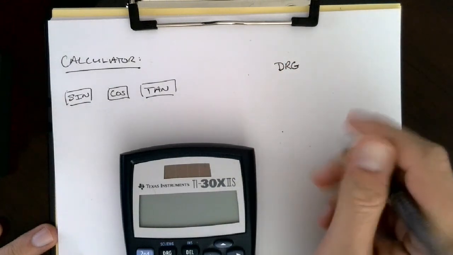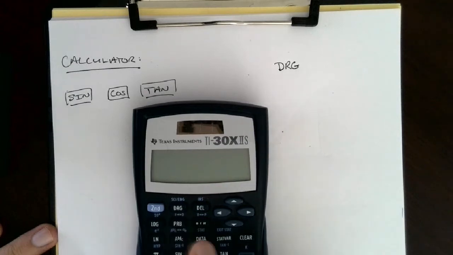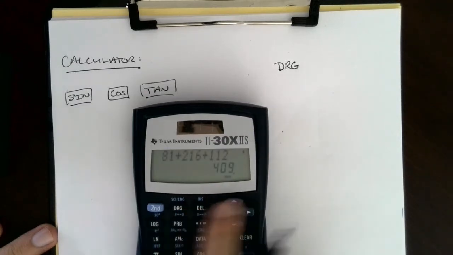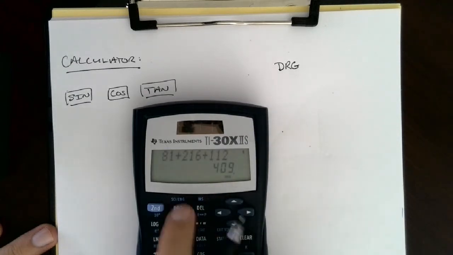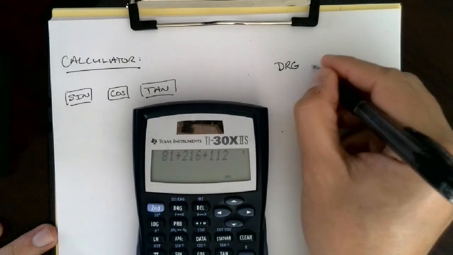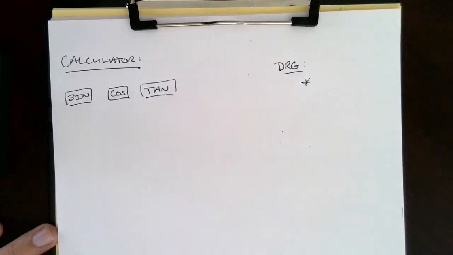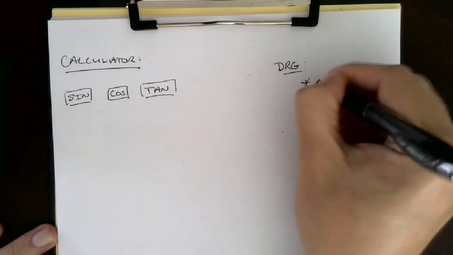So you have this DRG button. See it right there on my calculator. You might be in a different spot. But when I turn it on, down on the bottom, see how it says DEG there? If I hit that DRG button, it changes from degrees, radians, or gradients. You want to make sure it says DEG and not RAD or GRD. So we want degree mode. So that's important because we're talking about degrees in this course. Other courses use different angle measures and that's what those are, but we want degree mode.